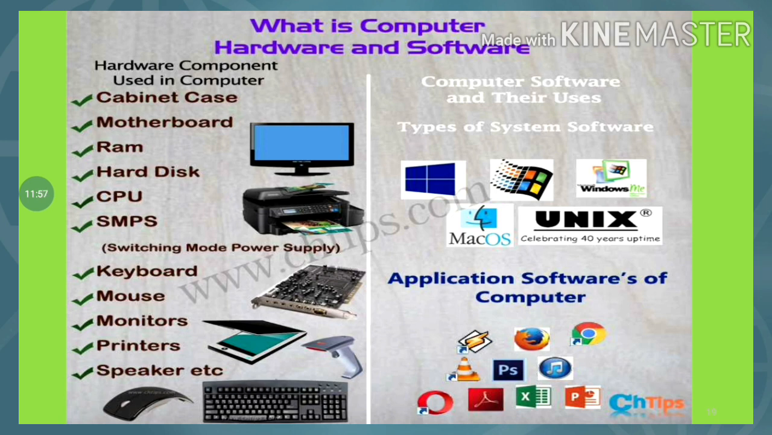Here is the summary of this lesson. What is computer hardware and software? I listed the hardware components used in a computer, then the types of system software and types of application software we are using. Here I mentioned that Chrome is used only for browsing purposes, that is a specific application.